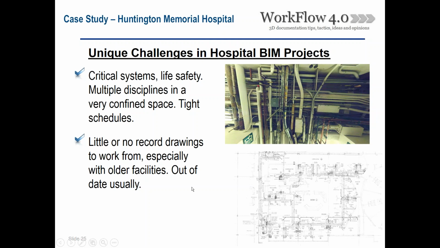As mentioned before, there were little record drawings, and if there were, it was kind of just things that you couldn't really work off of, and then they could be out of date as well.